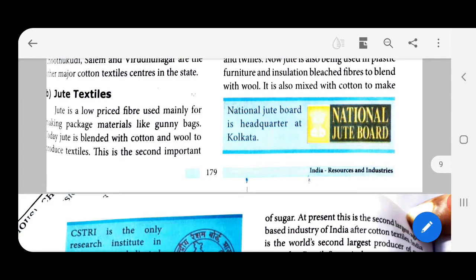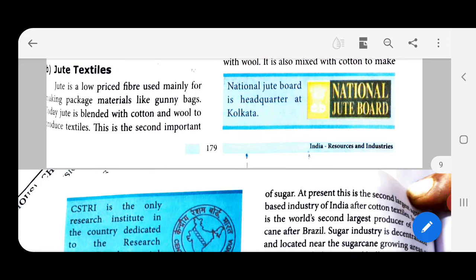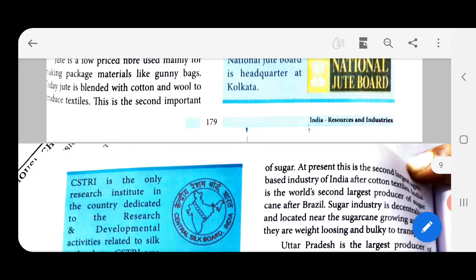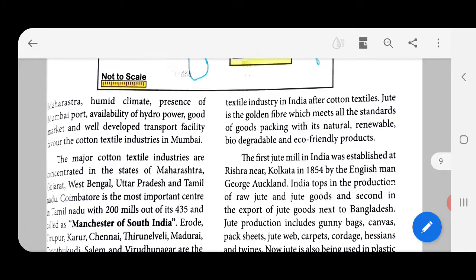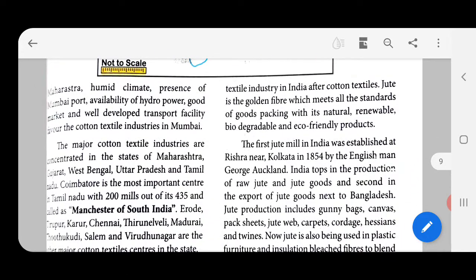Jute, you know, nar, okay. Jute is a low priced fiber used mainly for making package materials like gunny bags, sacks. Today jute is blended with cotton and wool to produce textiles. So generally now what happened is jute is mixed with cotton and wool to get textiles. This is the second important textile industry in India after cotton textile.